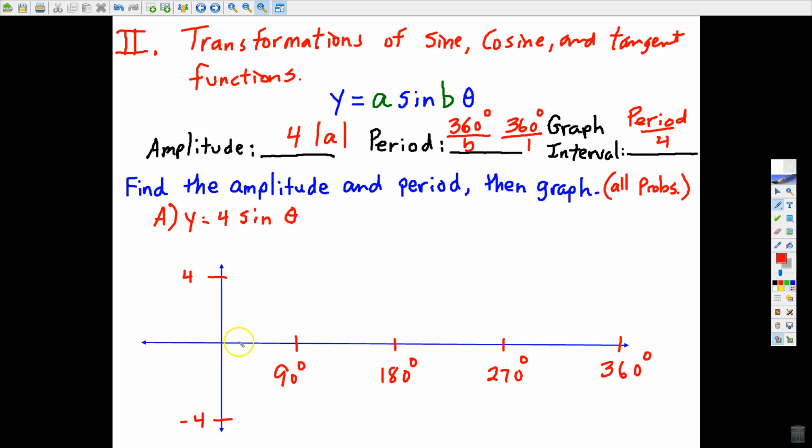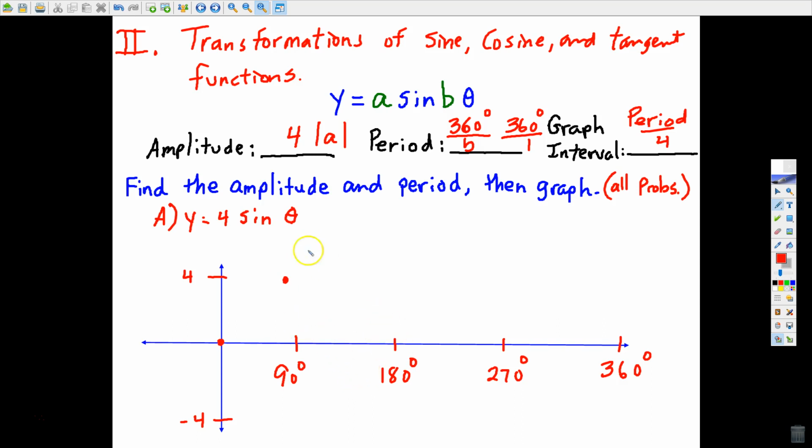So I'm going to start with angle 0, and I'm going to do sine 0, which is 0. And now it's like doing 4 times 0. 0, okay? So the result of inputting 0 in for theta gave me an output of 0. Okay? Input 90 in for theta and do sine 90. And we've been through this already. Sine 90 is 1. And now it's 4 times 1. 4 times 1 is 4.